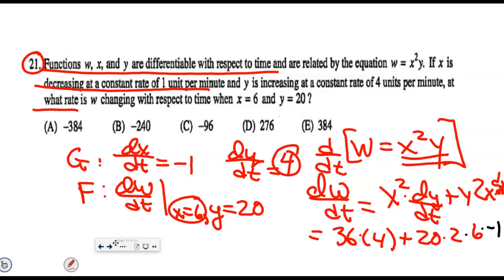This would have been not calculator active. So those of you taking out your calculators, the first 15 are calculator active, I believe, and then it goes no calculator. So number 21 would have not been calculator active, so you would have been expected to do the arithmetic. So go do it.